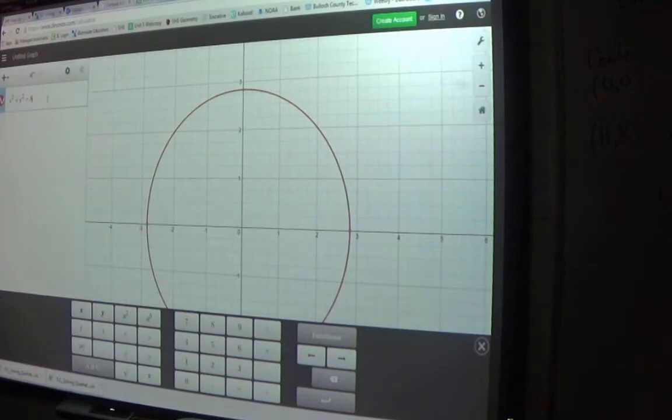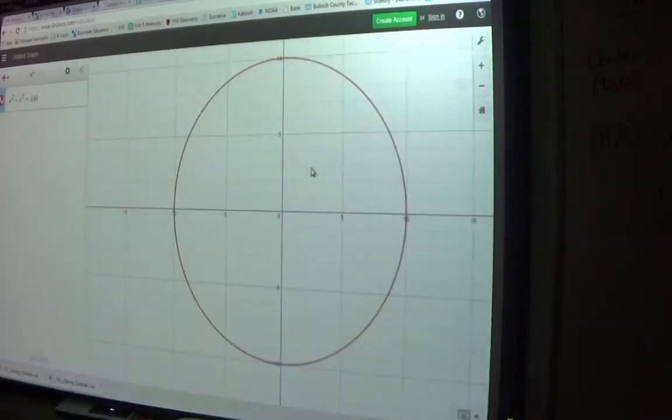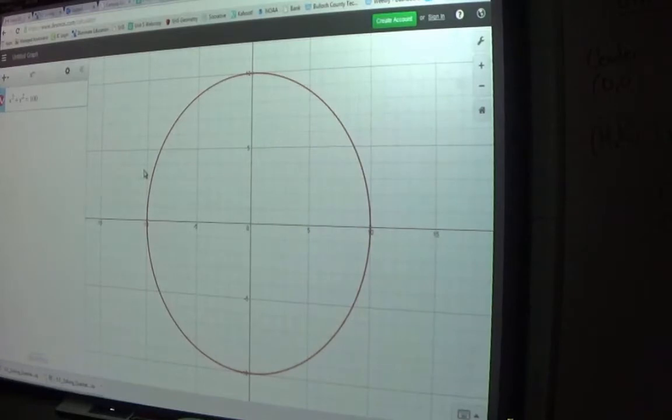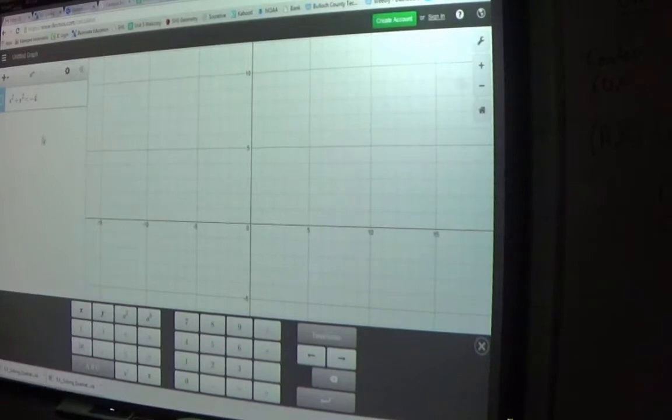Are we going to have any of that? Sure. What if it was 100? What's the radius now? 10. And this isn't difficult, but you have to understand that whatever's out there, the radius is the square root of that value. All right, so what if I change this to -4? It'd be 2. Plus or minus 2. Whoa, it'd be imaginary. Good guess.